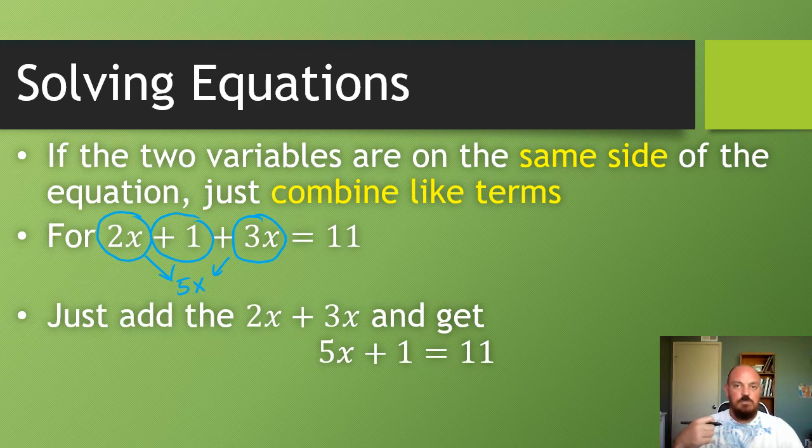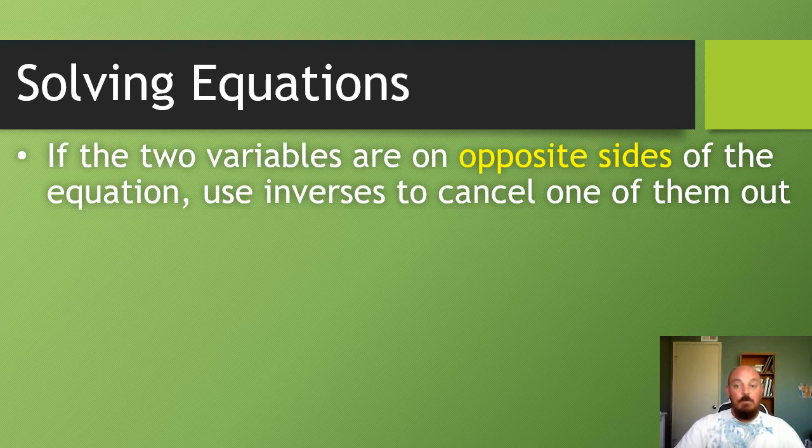I'm not going to finish this problem, but you would subtract 1 from each side and then divide by 5. So that's what you do when the two x's, or the two variables, are on the same side of the equation. Now, if they're on opposite sides, then what you want to do is cancel them out, just like you cancel out numbers when you're solving. So you want to use inverses to cancel one of them out.